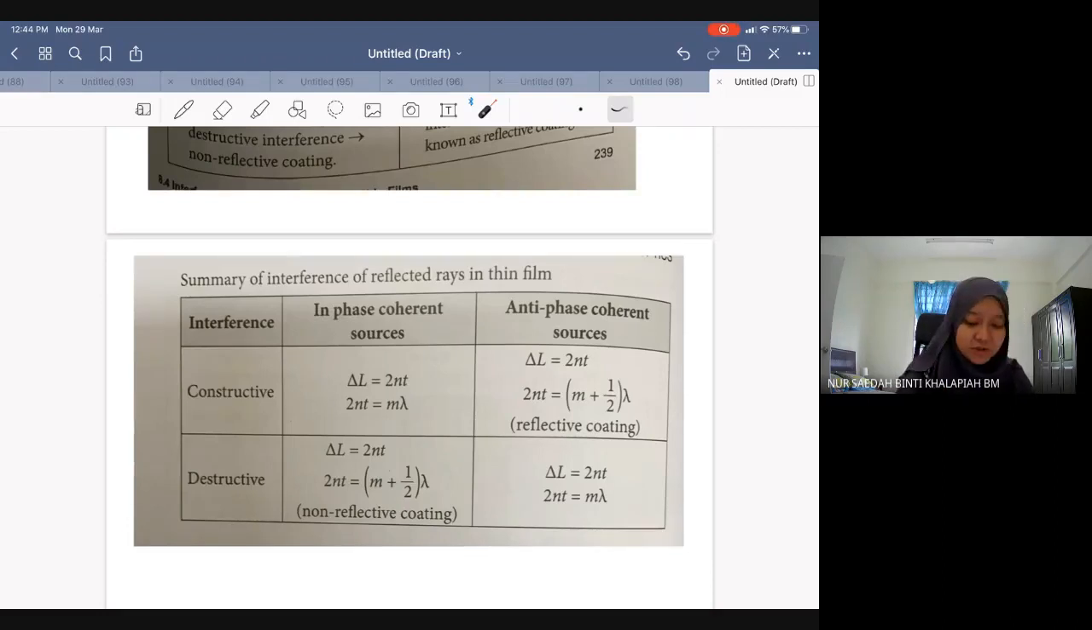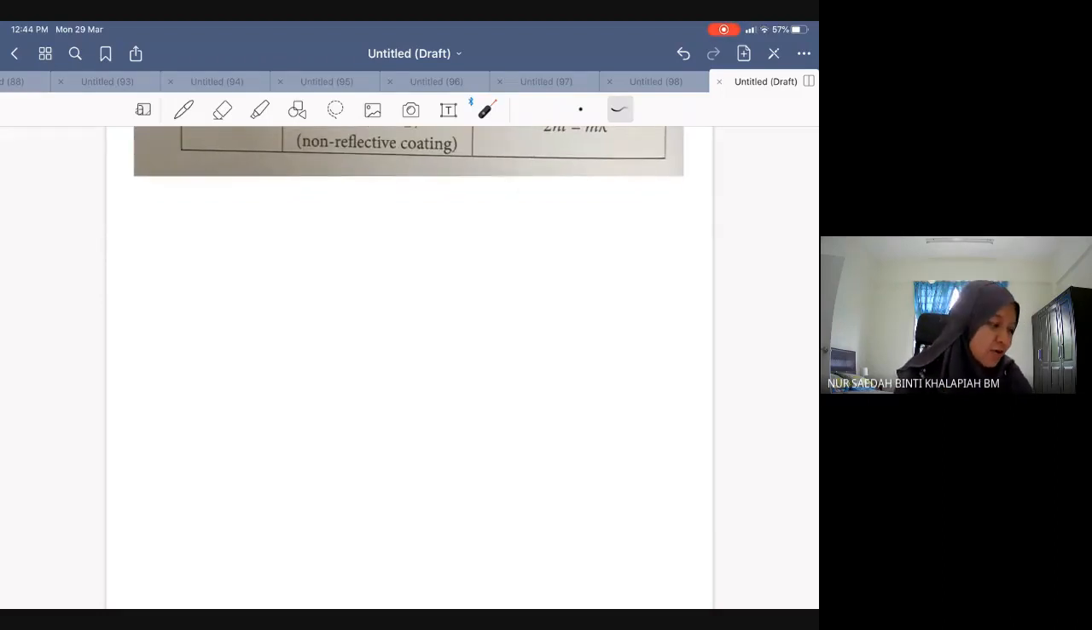Madam memang macam ni. Okay, so kita terus tengok kepada soalan tutorial muka surat 67. Page 67. Question number 10. Okay, so this one is an example of a soap bubble that is floating in air. So thickness of the bubble wall is 100 nanometer. What is the wavelength of the visible light that is most strongly reflected?